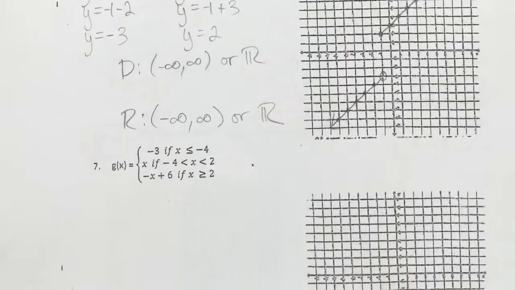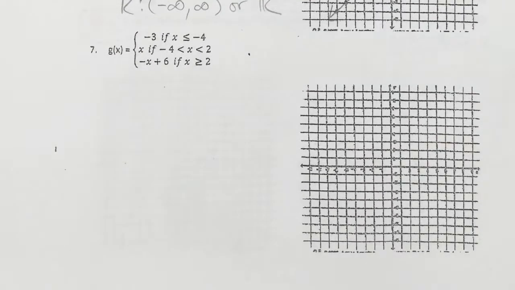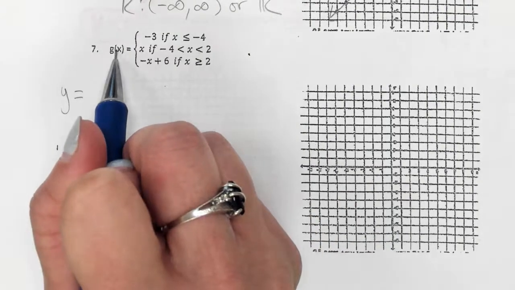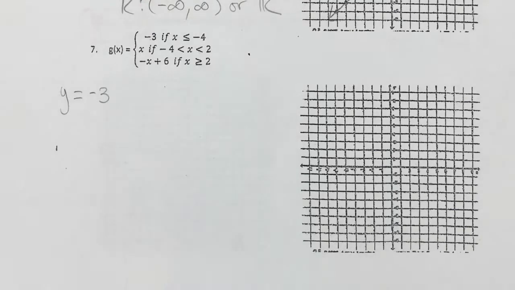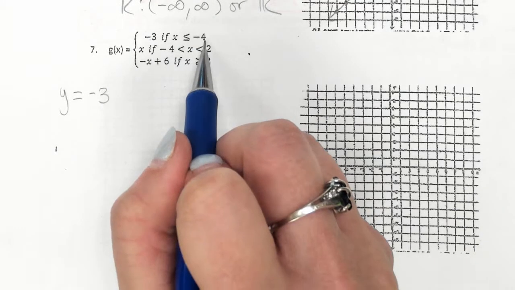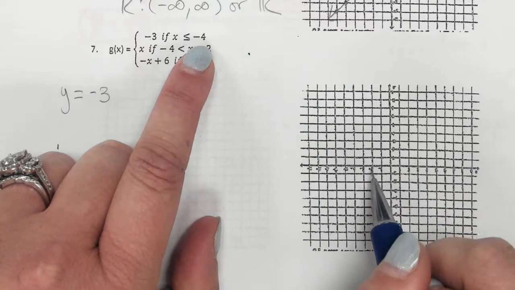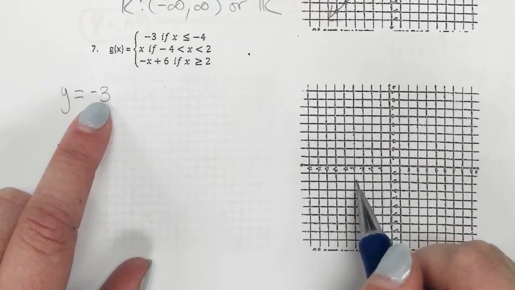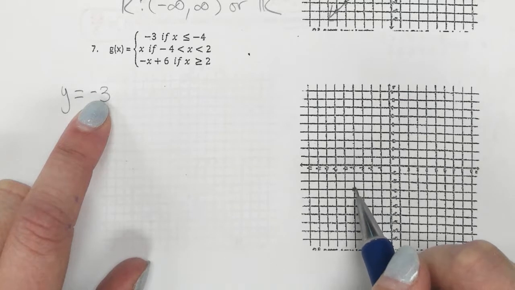All right, number 7, last one, guys. Here we go. We don't have to really work out anything for the first one. This says y equals g of x is the same as y. And what's the very first thing? Negative 3. All right, what's the x value that goes with that? Negative 4. So we go 1, 2, 3, 4. And our y value is negative 3. It gets a closed circle.